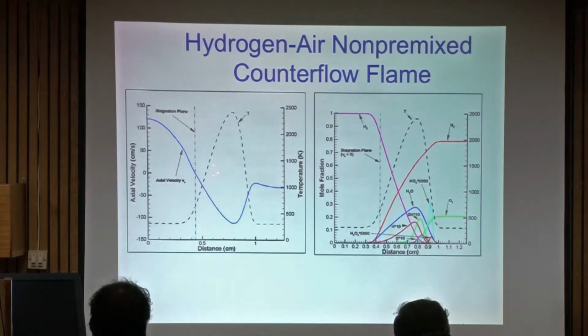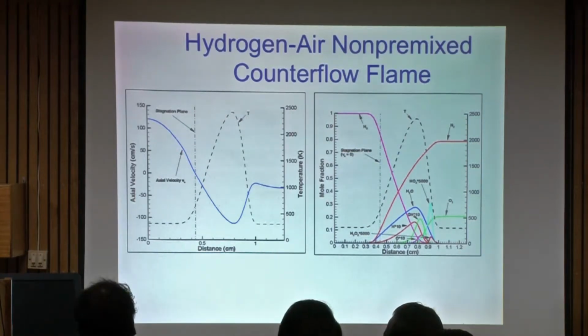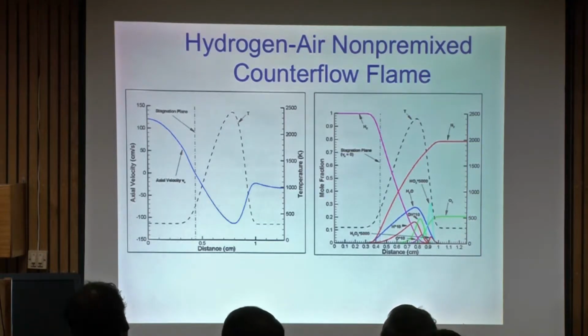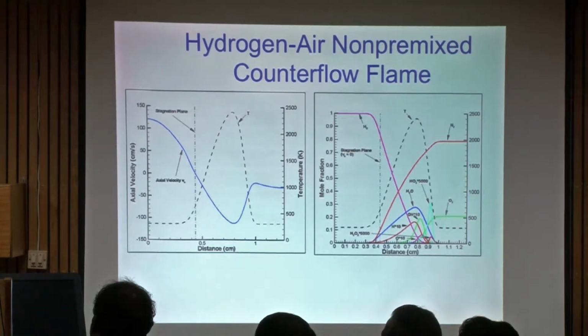So to give you an example, let's say you start diluting the fuel jet with nitrogen. So which way will the flame move? Oxidizer side or the fuel side? Because you are reducing the amount of fuel in the fuel stream. So the stoichiometric condition will say you have to go toward the fuel side, because you're reducing the mole fraction of fuel.